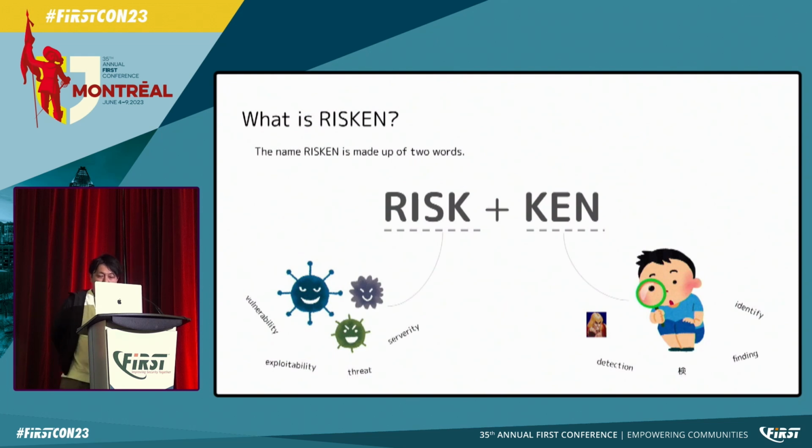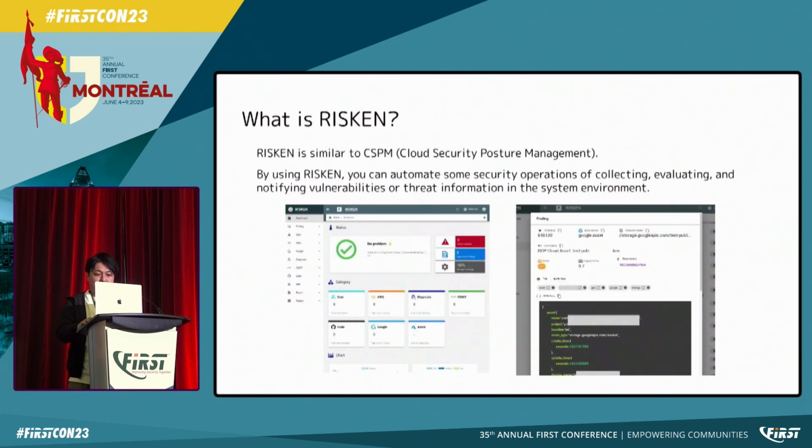So first of all, I'd like to give you an overview of what Riscan is. The name Riscan is made up of 2 words, risk and can. Risk means security risk, and can has meaning of detection or finding in Japanese. So Riscan is similar to CSPM. CSPM means Cloud Security Posture Management. By using Riscan, you can automate some security operations of collecting, evaluating, and notifying vulnerabilities or threat information in the system environment on cloud.